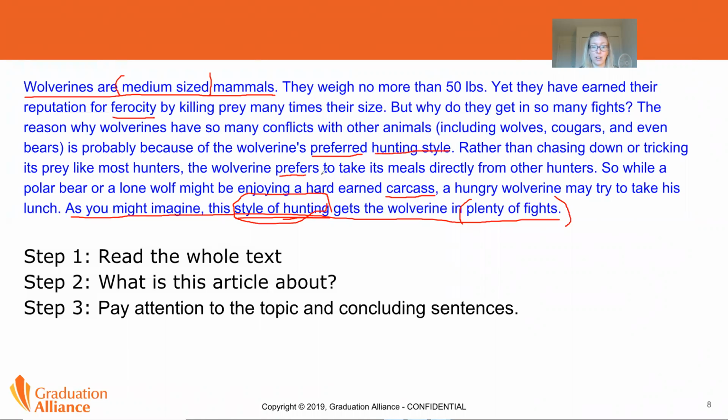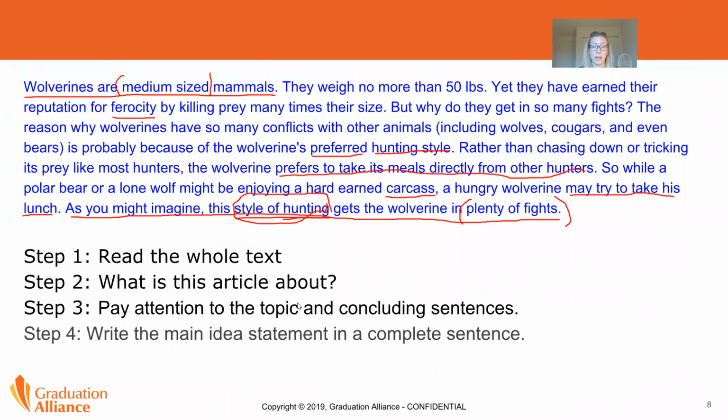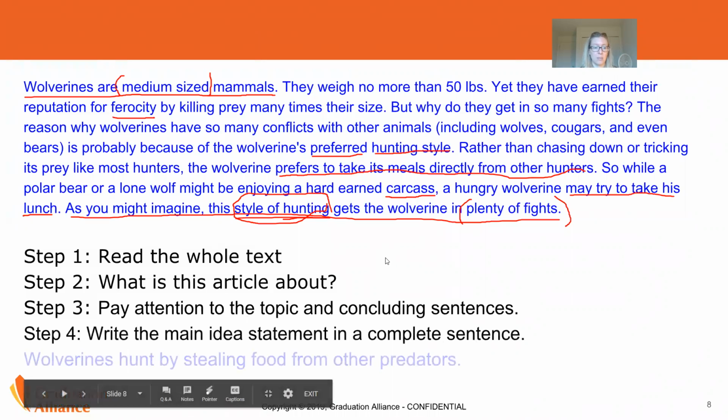and then it says preferred again, take its meal directly from other hunters. That's a key clue. And now it's mentioned that they're going to take a lunch from another hunter. So I've got a pretty good idea. So my main idea is going to be, and of course, you need to write the main idea in a complete sentence. So my main idea would be, wolverines hunt by stealing food from other predators.